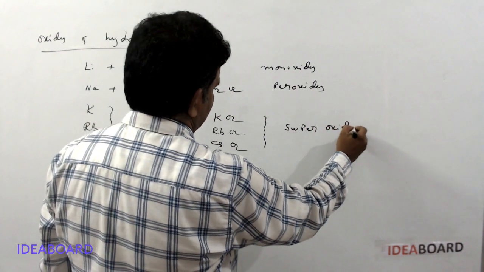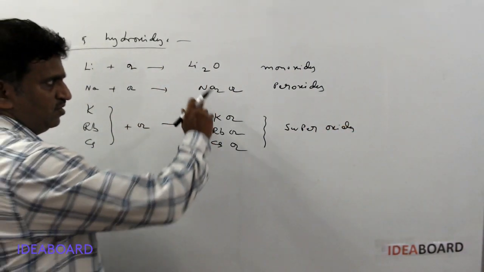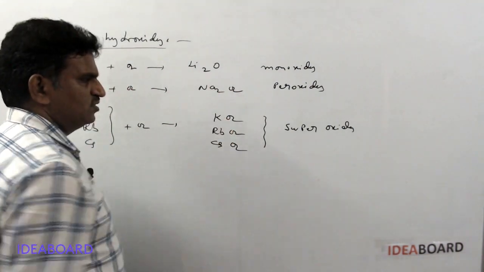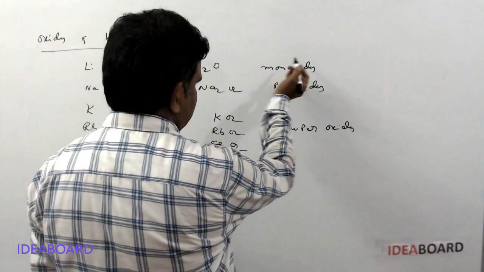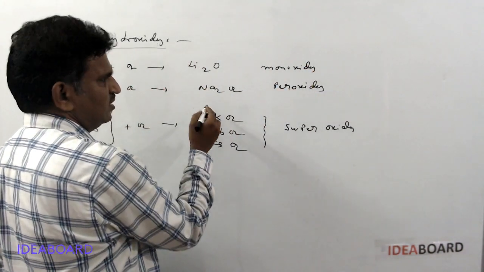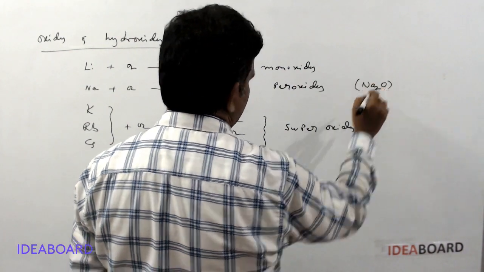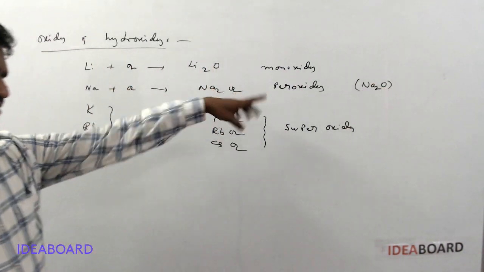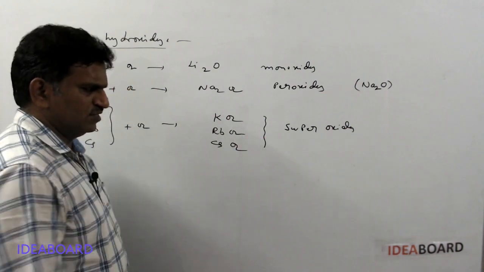superoxides. And one more important point: lithium superoxide or sodium superoxide, if you are taking, they are unstable. Here lithium forms monoxide, sodium forms monoxide and peroxide also. It forms Na2O, sodium monoxide, and mainly peroxide, whereas potassium, rubidium, cesium superoxides are present.